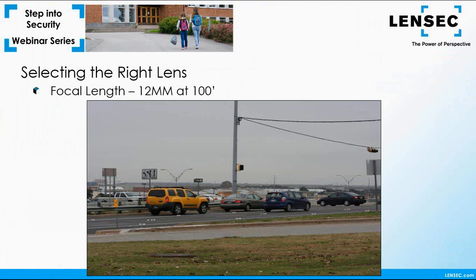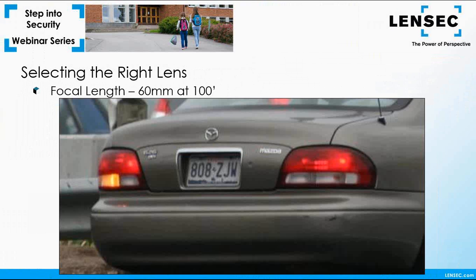Let's take a look at this image. This was captured at 12 millimeters. Our target is 100 feet distant from the camera. When we zoom that in, the same target, 100 feet distant from the camera, is seen in this image through a 60 millimeter lens.